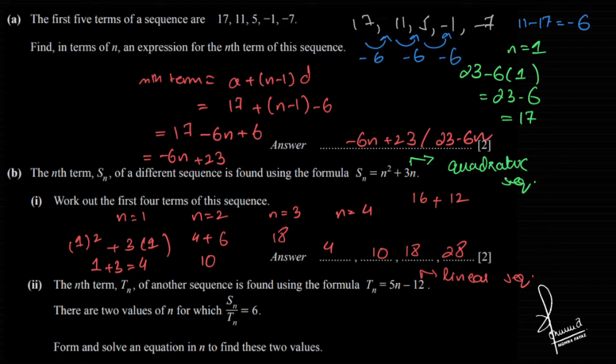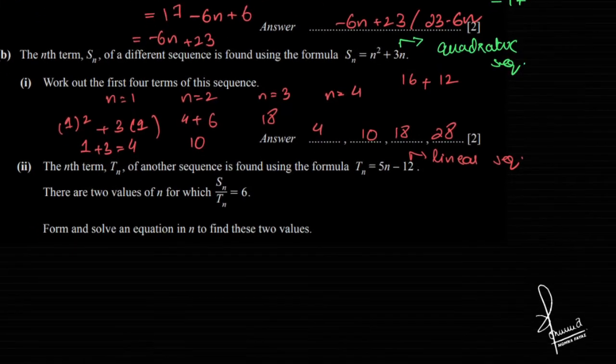मतलब Sn की सेम पोजीशन पे टर्म उठाओ, Tn की सेम पोजीशन पे टर्म उठाओ, और उन दोनों को डिवाइड कर दो. You should get 6, and you have 2 positions, 2 values of n for which this is true. You have to calculate the 2 values of n.